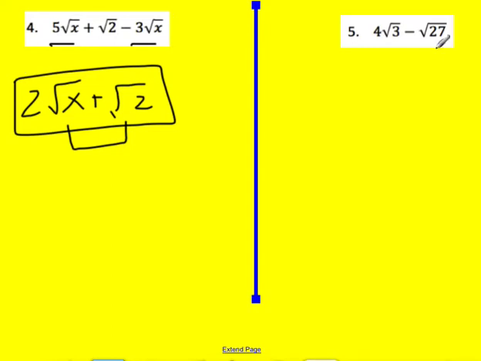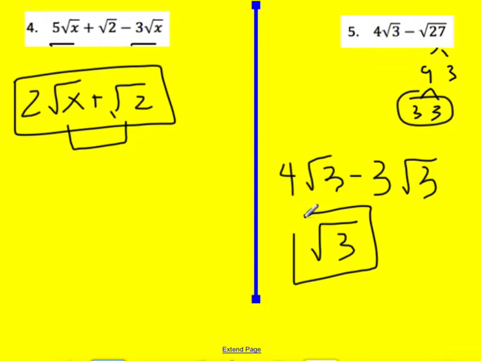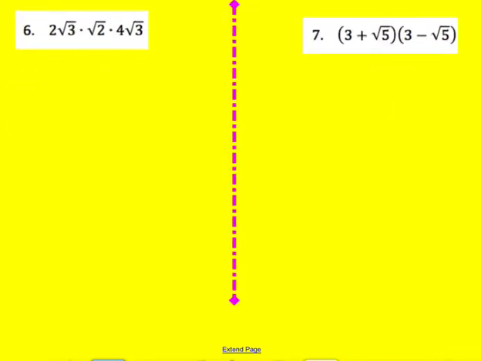Now let's take a look at number 5. We're going to take 27 and split it down to 9 and 3, and then 3 and 3. So I have 4 square root of 3 on the first one. Then from 27, I can take out a pair of 3's. So I'm taking out a pair of 3's, and then left underneath the radical is 3. So now what I have is 4 square root of 3 minus 3 square root of 3. Well, I can actually subtract those, and I get 1 square root of 3. So that's your final answer for number 5.